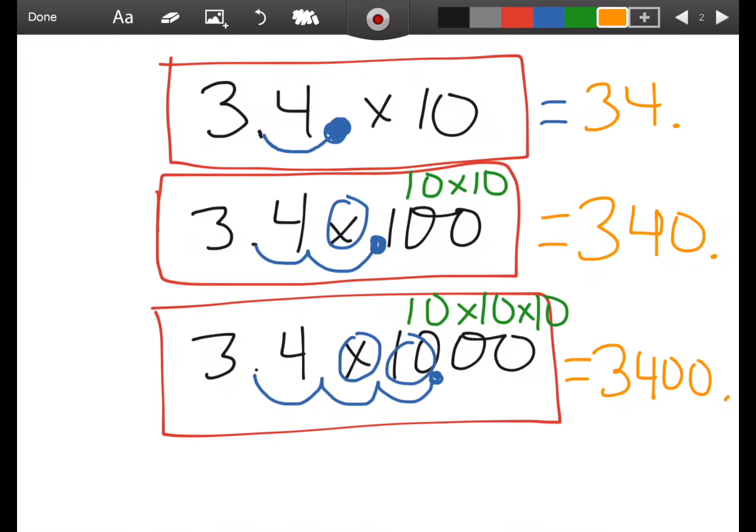Now, this is a really quick way that helps us to multiply by tens, hundreds, and thousands. And the reason we can do that is because of that concept of every place value being 10 times bigger than the one before it.